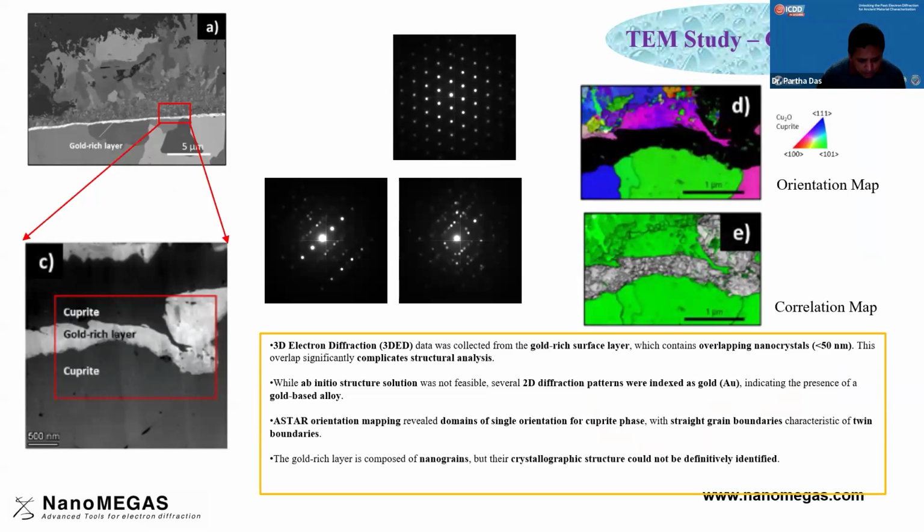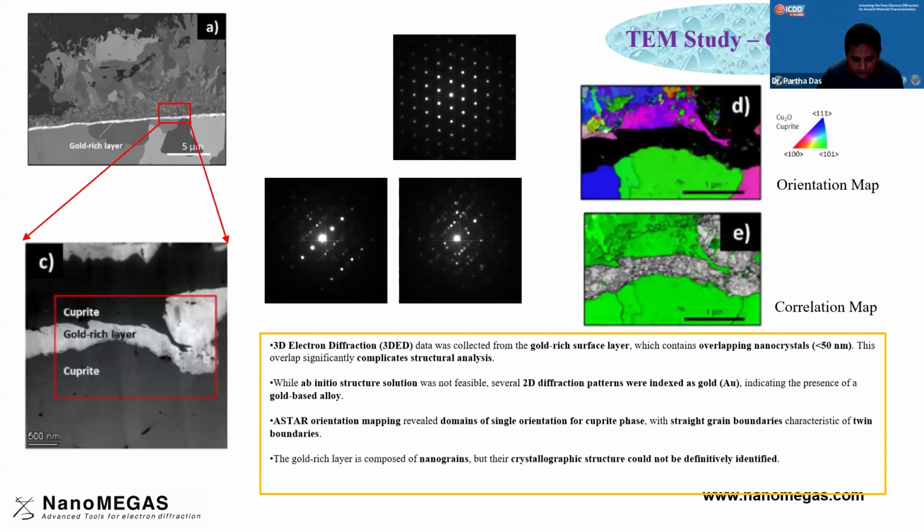Once we had some information on the corrosion layer, we went to the gold layer and collected some electron diffraction data. But the particles in the gold layer were extremely small, I think less than 40 nanometers, and we were not able to get single crystal diffraction patterns during the tilt. So we were not able to get any ab initio structures of these small particles.